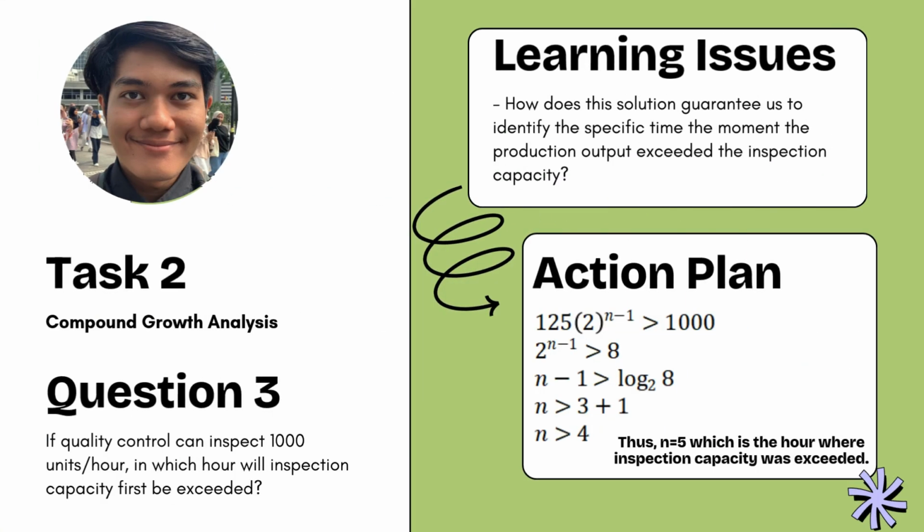So how does this solution guarantee us to identify the specific moment the production output exceeded the inspection capacity? So here is the calculation proof, where we replace the words with the numbers, where 125 times 2 to the power of n minus 1 is more than 1000. As we simplify the equation, we will get n is more than 4. Thus, n will equal 5, which is the hour where inspection capacity was exceeded.